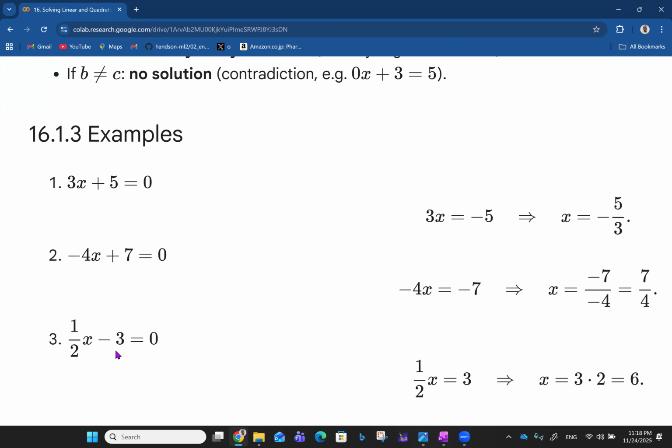So you have half x minus 3. To get this done, you multiply both sides by 3. Or you can transfer 3 first of all. Add 3 to both sides because it's negative here, to get it out of here. So you have half x equals 3.